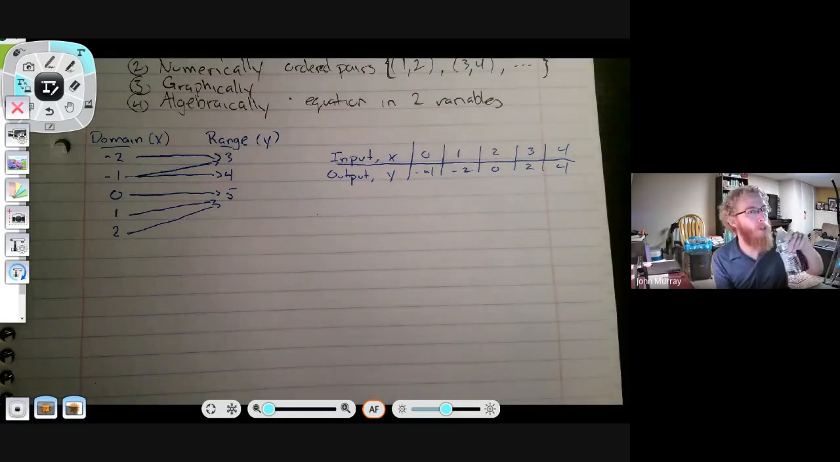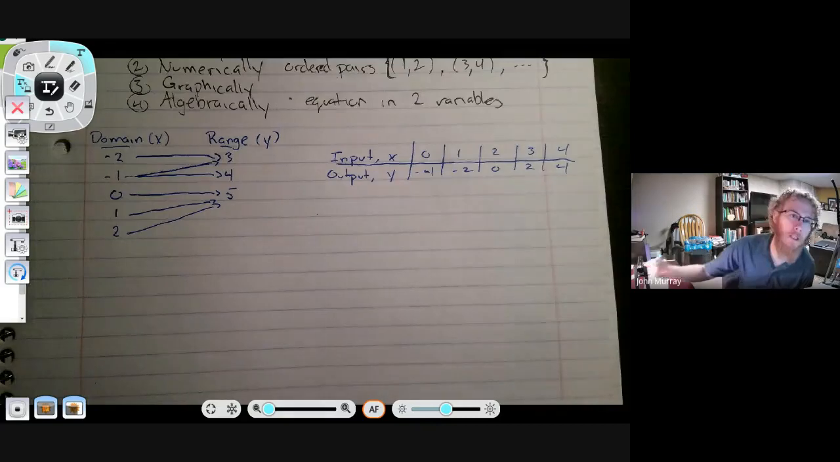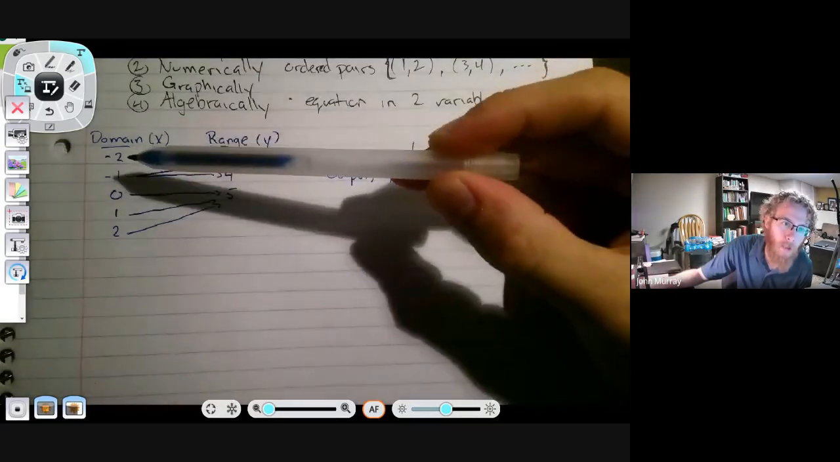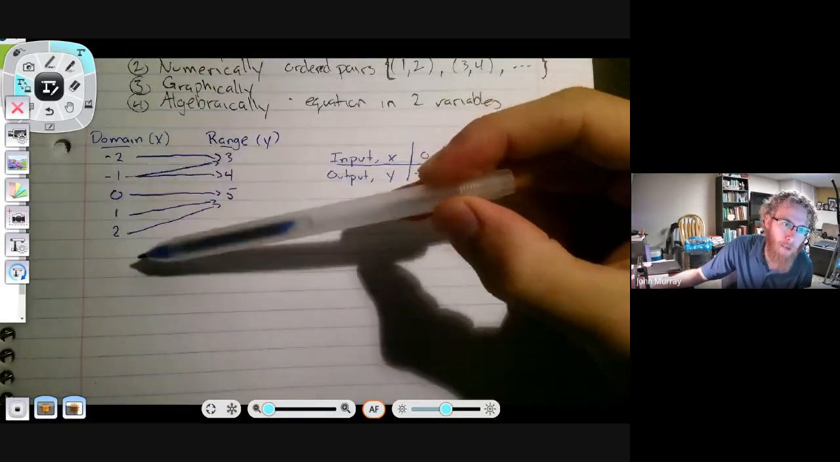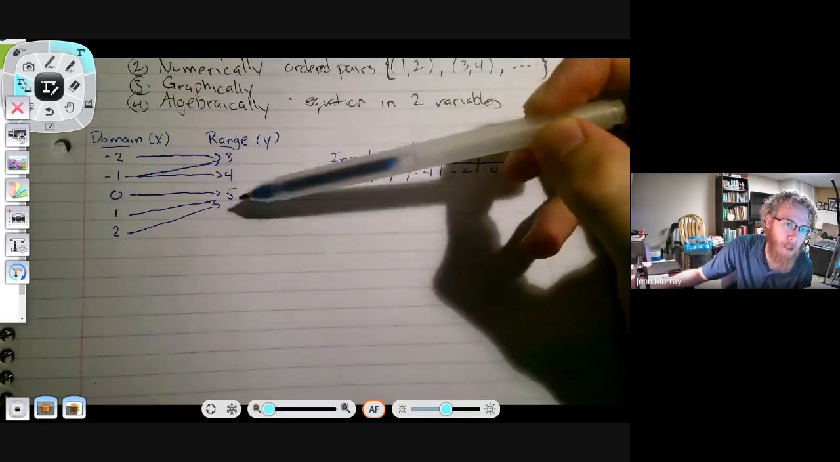Okay, so for our first function map, or element map, or whatever you want to call it, let's dissect what's going on. In our domain we have 5 numbers. In our range we have 3 numbers.